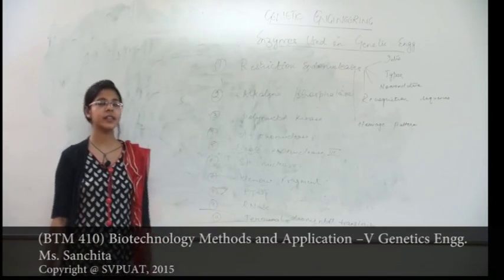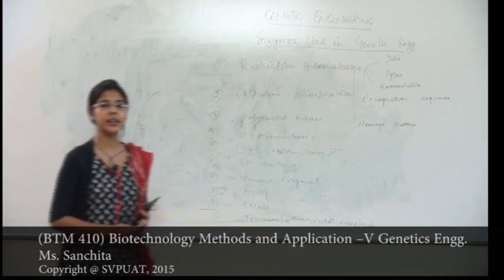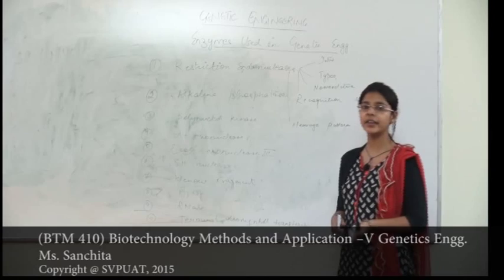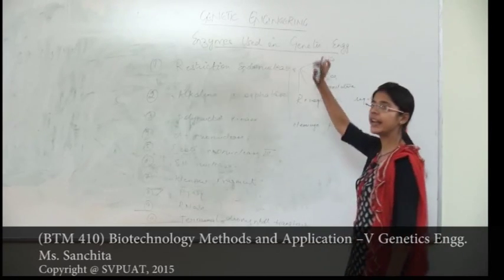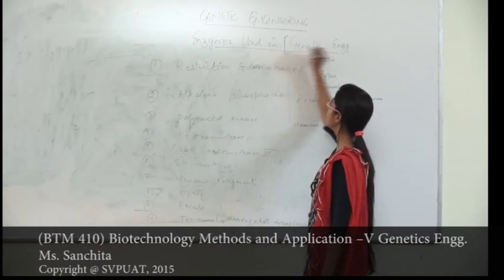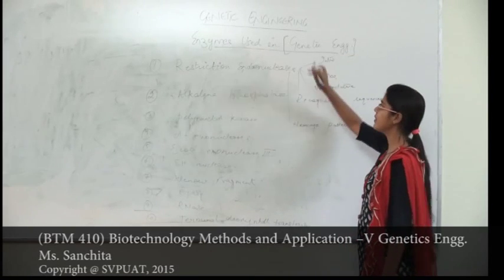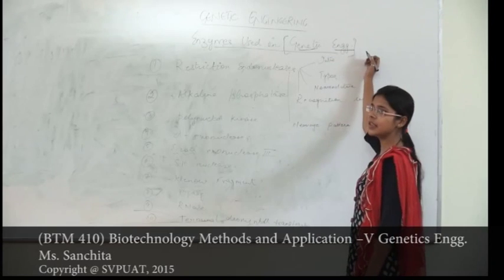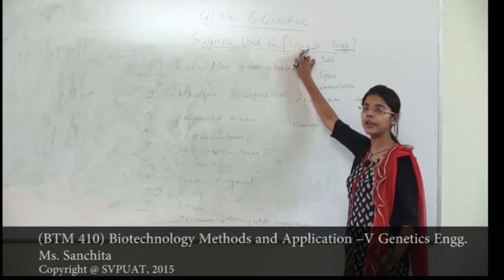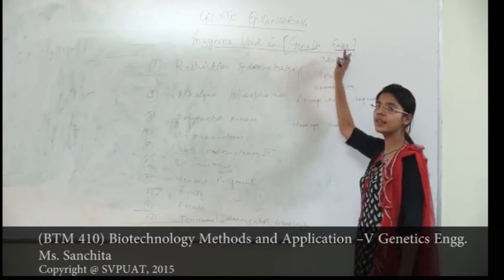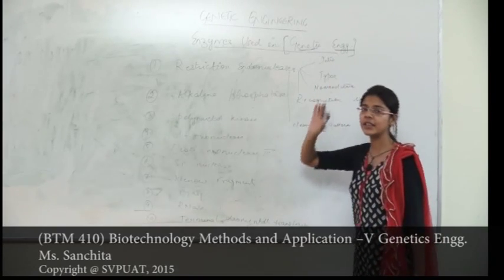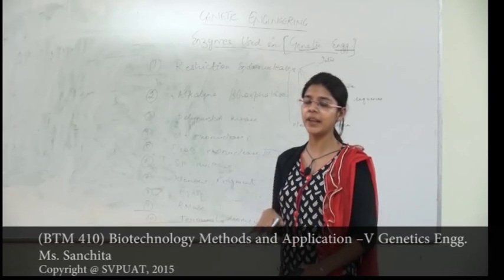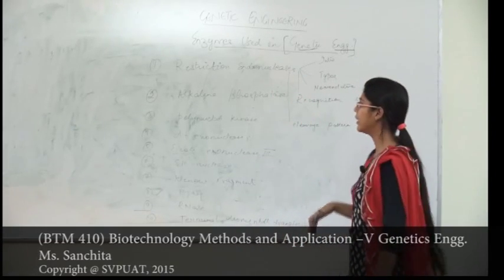Today's topic for the lecture is enzymes used in genetic engineering. Prior to learning about the enzymes used in genetic engineering, it is mandatory to know something about genetic engineering. Genetic engineering, as the word suggests, is made up of two subwords, that is genetic and engineering. Genetics means related to genes and engineering means the manipulation. So what is genetic engineering? Genetic engineering is the manipulation of the genes in order to obtain the product of our choice of interest.